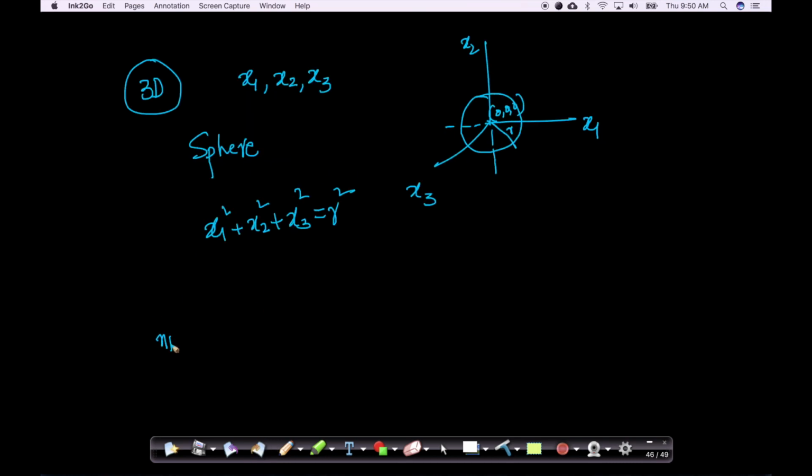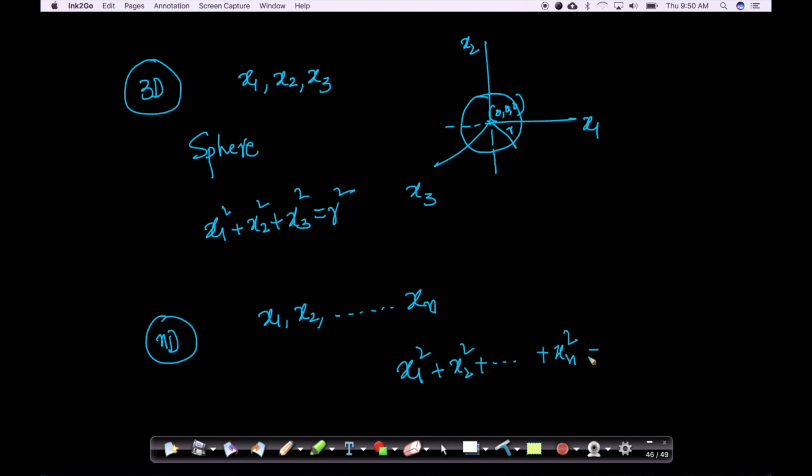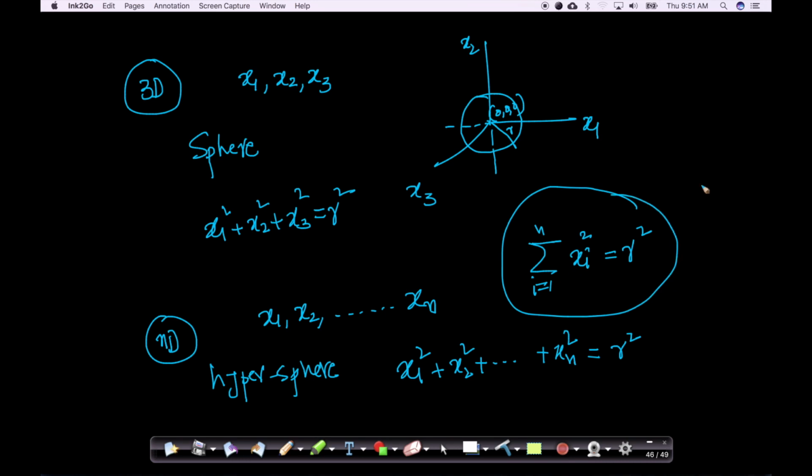Now your question is, what happens in n-dimensional space? In n-dimensional space, let's assume I have my axes as x1, x2, so on and so forth, xn. Then, simply speaking, my n-dimensional sphere has a formula which is x1 square plus x2 square, so on and so forth, xn square equals r square. This is the equation of a hypersphere in n-dimensional space. You can write it more concisely as the summation of xi square, i equals 1 to n, equals r square.